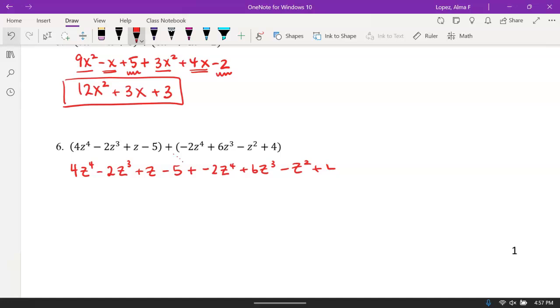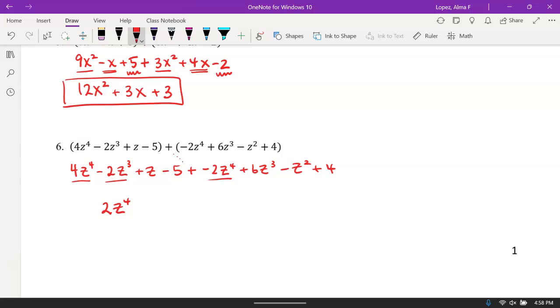Now, let's combine like terms. We have a 4z to the 4th and a negative 2z to the 4th. So 4 and negative 2 of those make 2 of those.